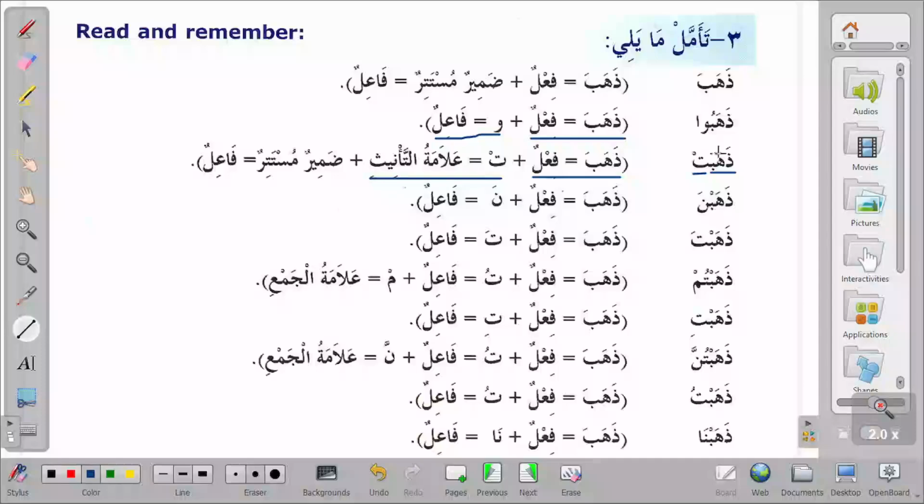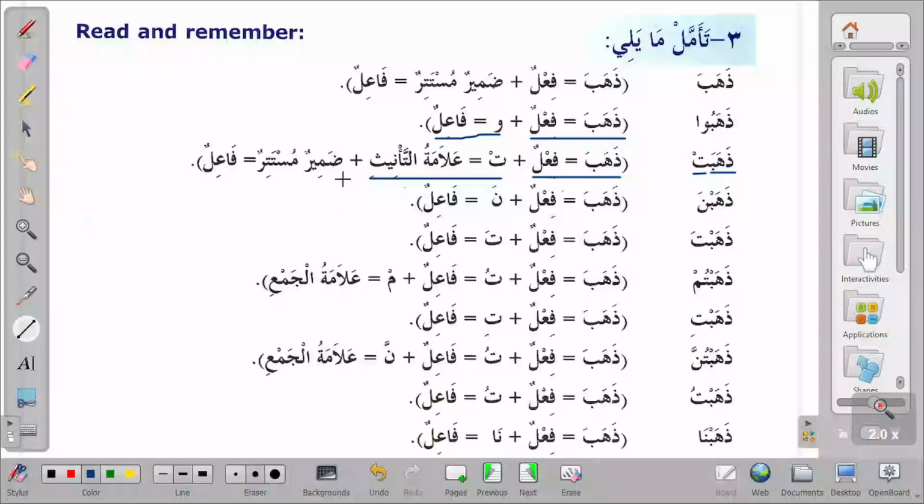But as I said, in reality, where is now the doer? The doer is hidden. It's just like zahaba, he went. The he is not there. But here too, she went. The she is not there. This ta is not the she. It only signifies that the person is feminine, but there's no she attached here.